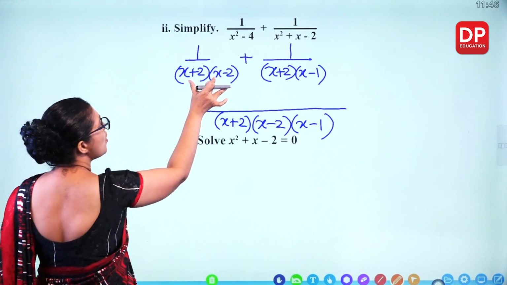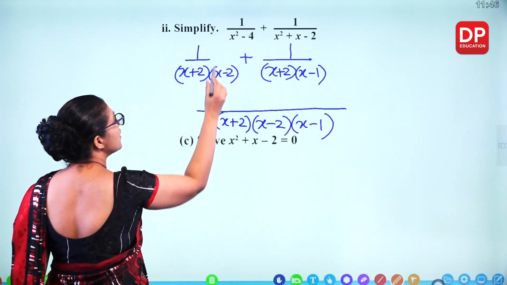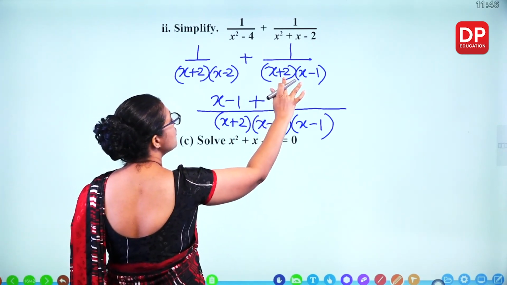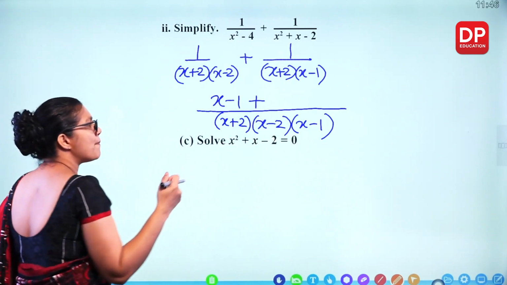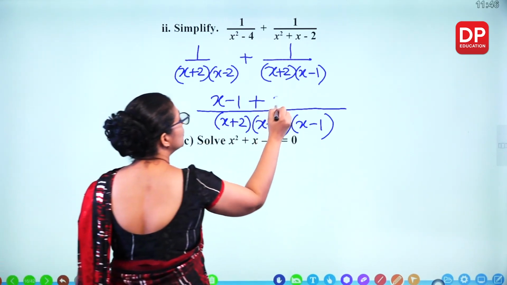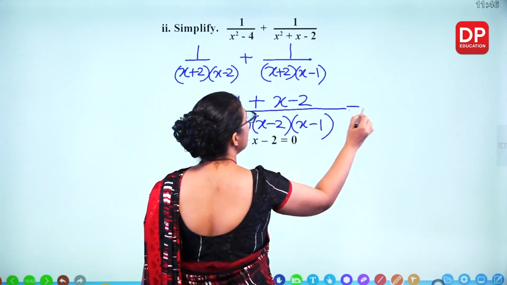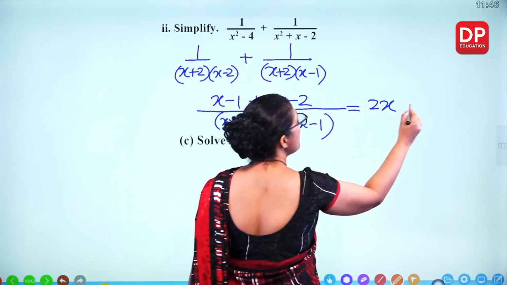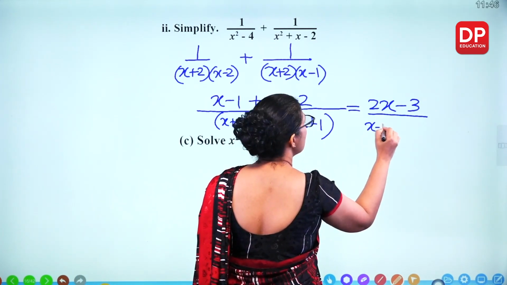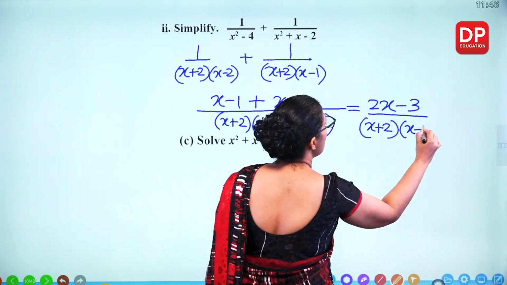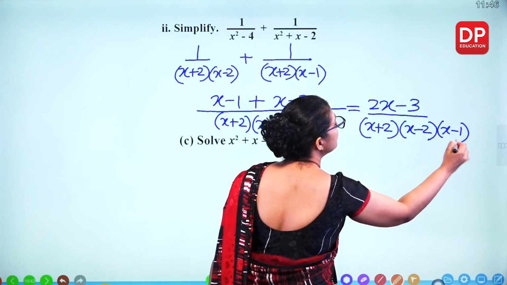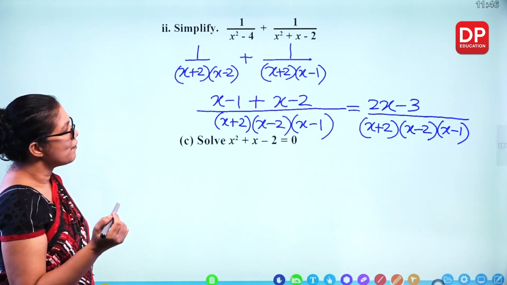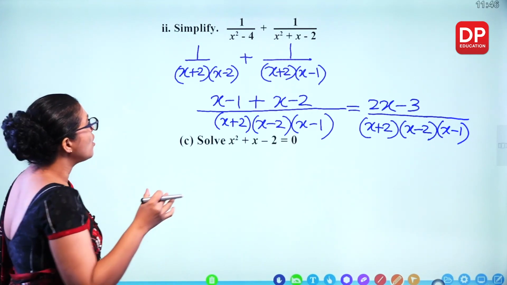That means these two are there, so you have to multiply by x minus 1. 1 into x minus 1, that's x minus 1. Plus, these two are there, so you have to multiply by x minus 2. Now simplify the numerator. X and x becomes 2x, minus 1 minus 2 is minus 3. Over x plus 2, x minus 2 and x minus 1. So that's the final answer. You can't simplify further.